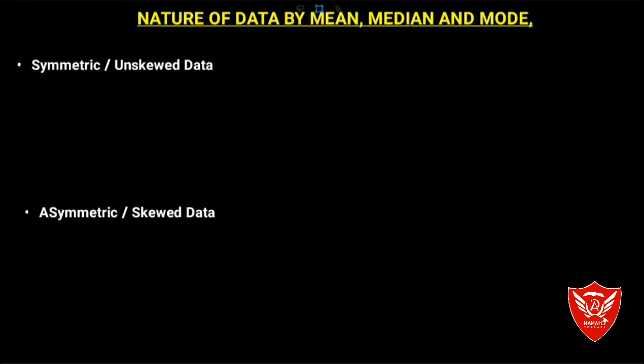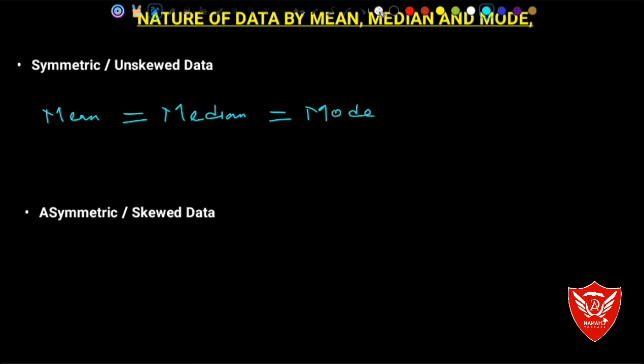Nature of data by mean, median, and mode. The first one is the symmetric data. Now, in this case, the mean is equal to the median, and it's also equal to the mode. So if the mean is 2, then the median is 2, and the mode will be 2. In this kind of case, it is known as a symmetric or unskewed data. So if you solve for the mean, you have 2, and then you solve for the median, the result is also 2, and then the mode is 2, then the data is symmetric or unskewed data.